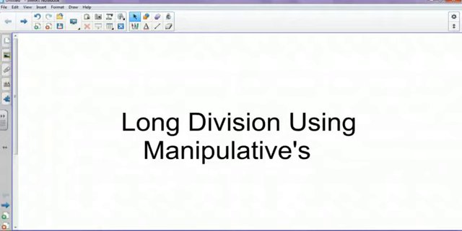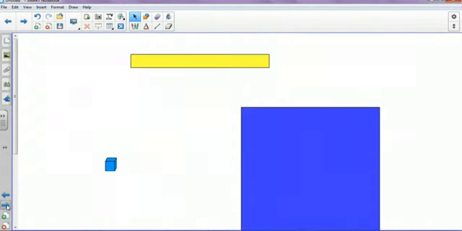Hi, my name is Robin, and today we're going to start learning to use manipulatives to solve long division problems. From Brianna's example, we already learned what division is and how to do it, but we're going to do a little more using manipulatives today. So first, we're going to learn what our manipulatives are.